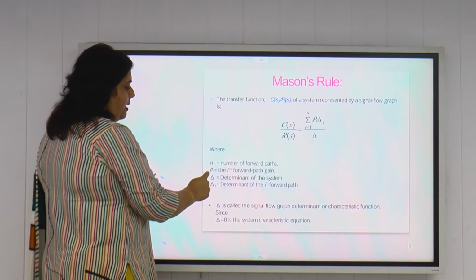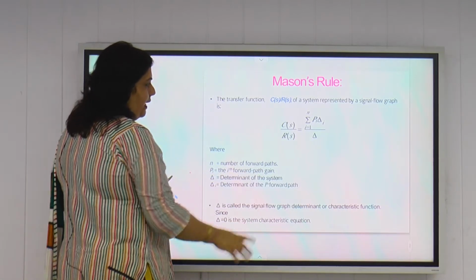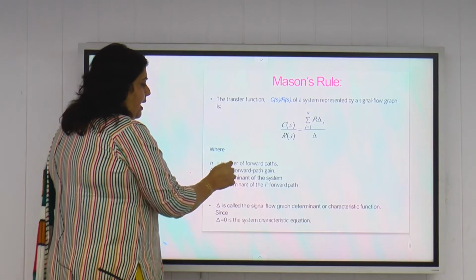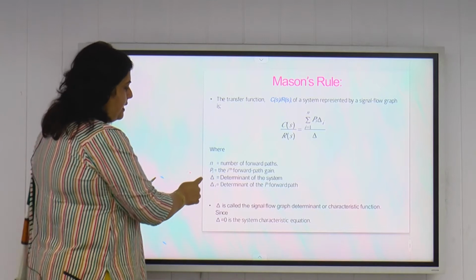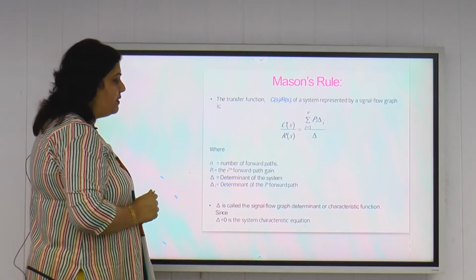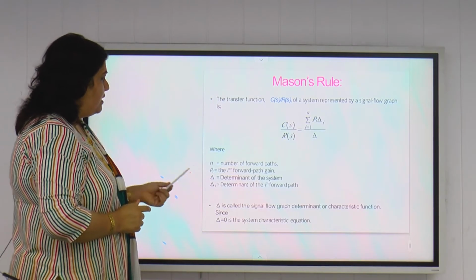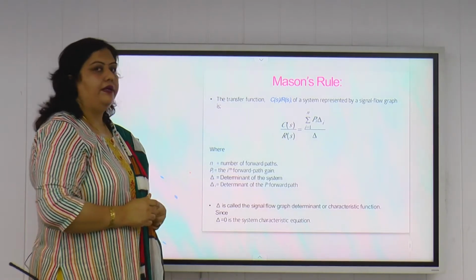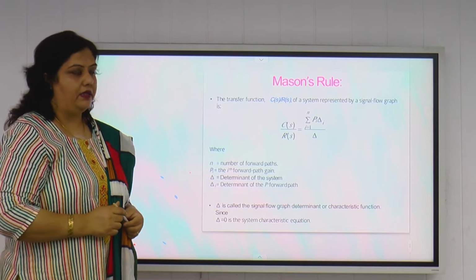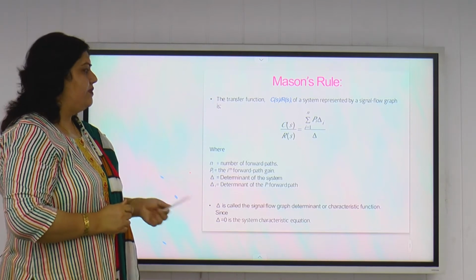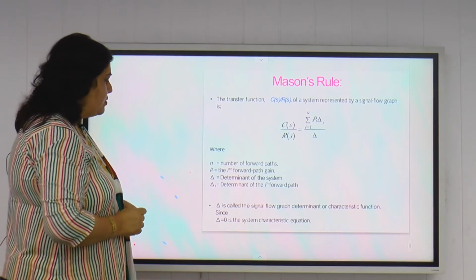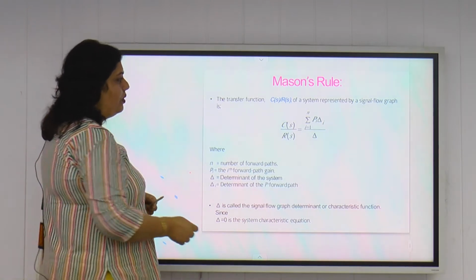What is Pi? Pi is the ith forward path gain. Next is delta. Delta is the determinant of the system. How do we find the determinant of the system? That we will discuss later on. What is delta i? Delta i is the determinant of the ith forward path. All these factors we will discuss with the help of examples so that it may be more clear.